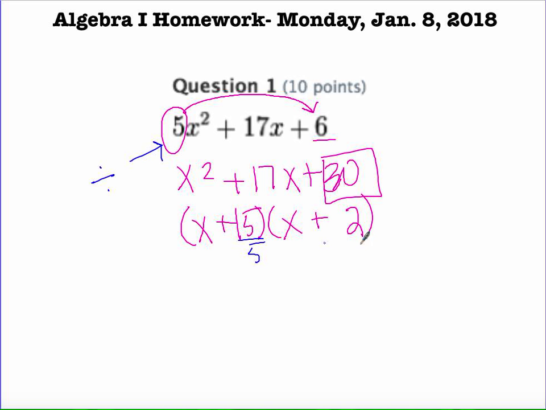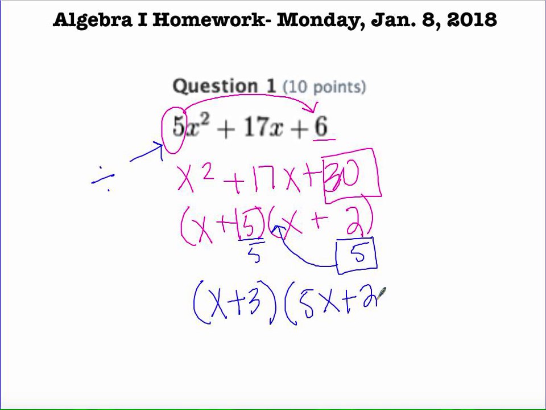So divide by 5, divide by 5. Reduce if it reduces, so 15 divided by 5 is 3, so I've got x plus 3. 2 over 5 doesn't reduce, so this is when the bottom goes up front, and this would be 5x plus 2. So those are both ways that you could have worked number 1.